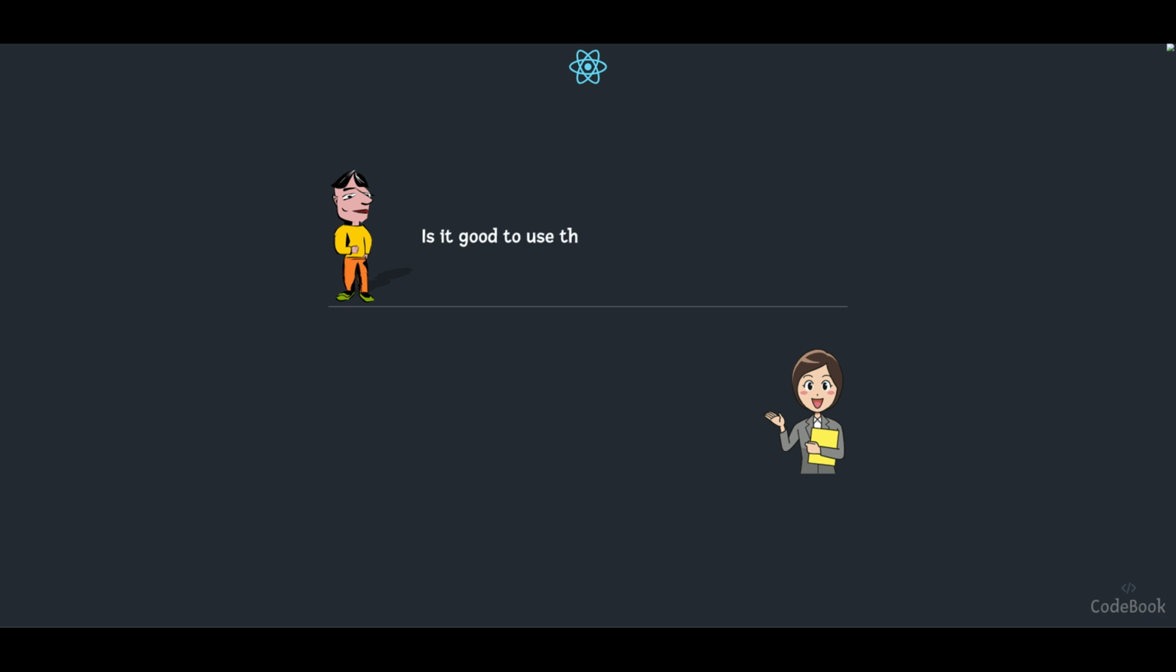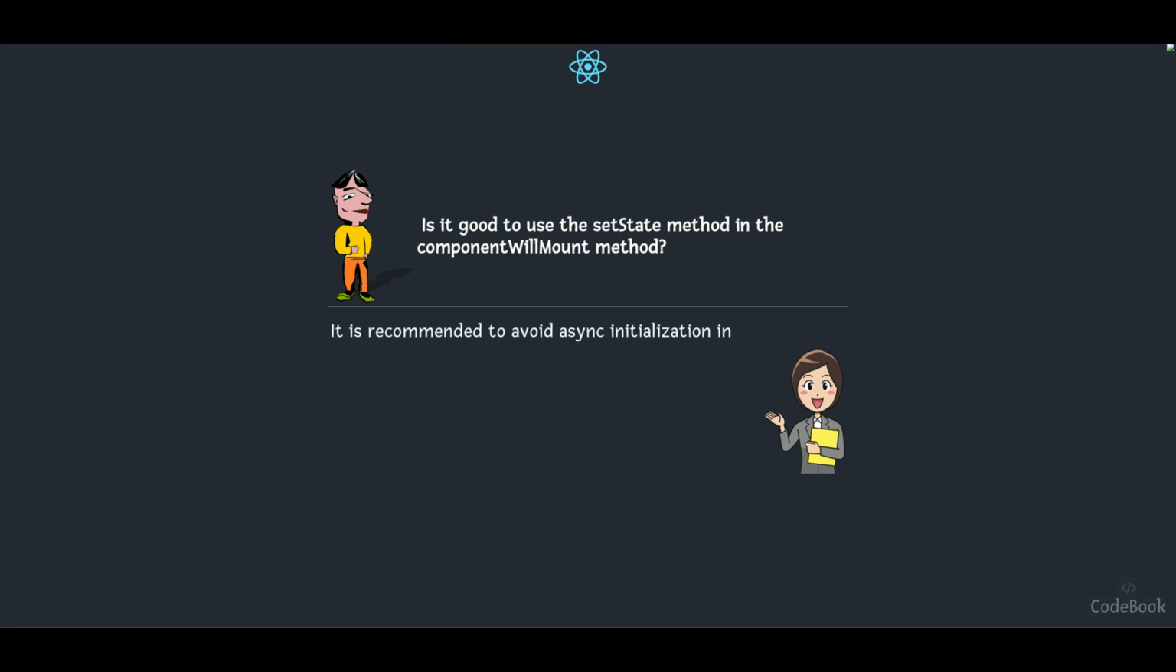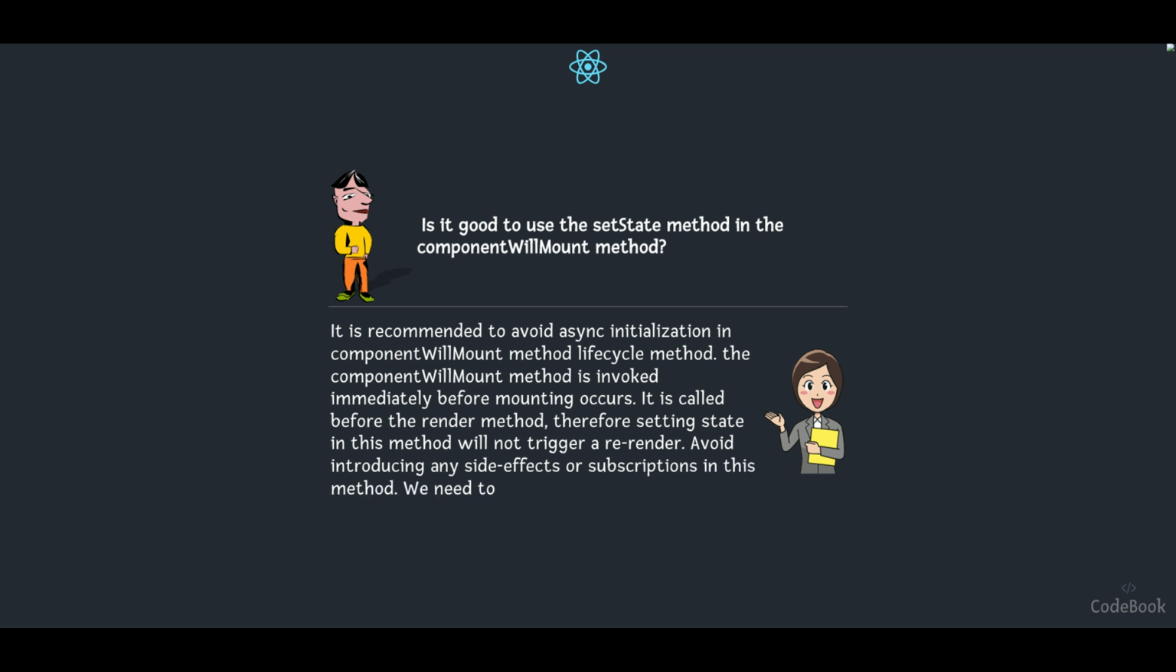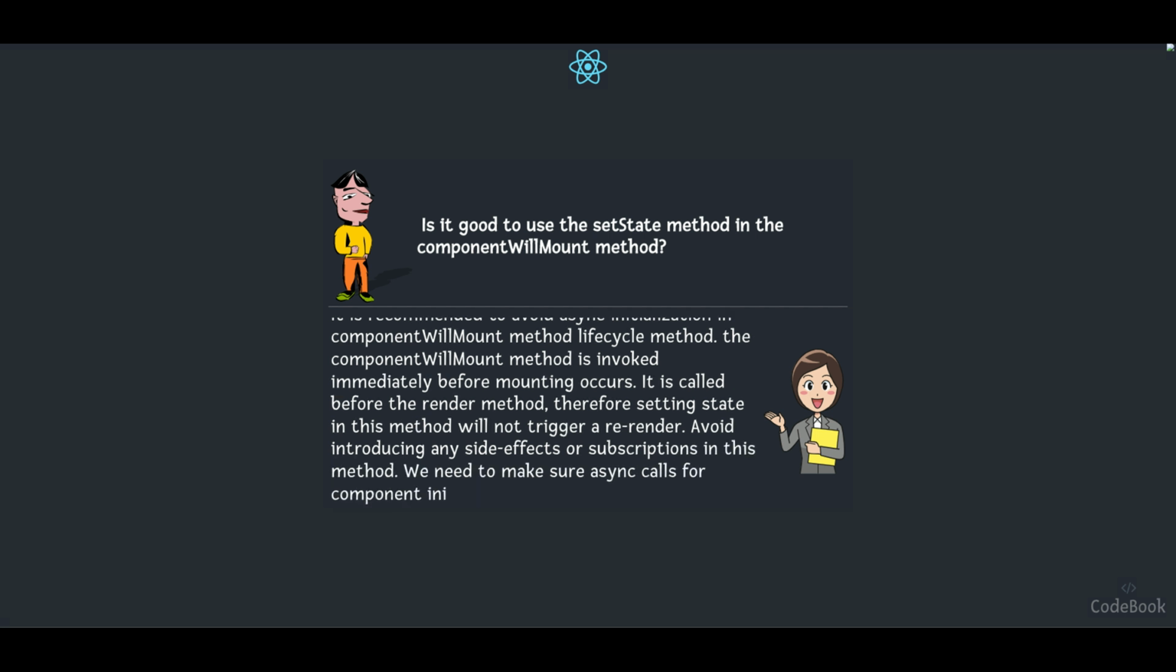Is it good to use the setState method in the componentWillMount method? It is recommended to avoid async initialization in the componentWillMount lifecycle method. The componentWillMount method is invoked immediately before mounting occurs. It is called before the render method, therefore setting state in this method will not trigger a re-render. Avoid introducing any side effects or subscriptions in this method. We need to make sure async calls for component initialization happen in the componentDidMount method instead of the componentWillMount method.